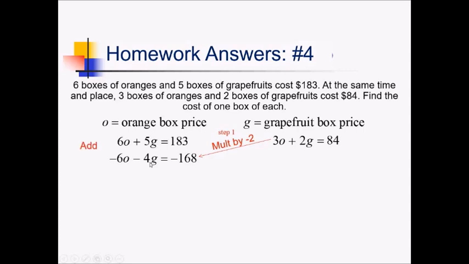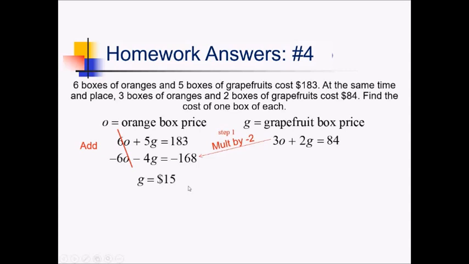Adding those equations together, these 6 O's cancel. 5G plus -4G, this is nice. This is just 1G, which is what we're solving for. One of the things anyway. And that's going to equal 15. So $15 for 1 box of grapefruits.